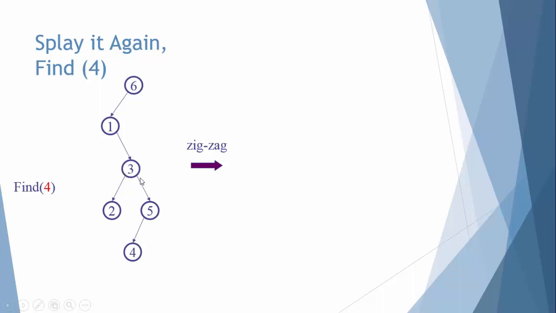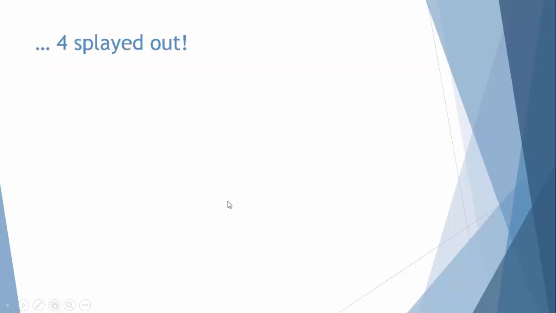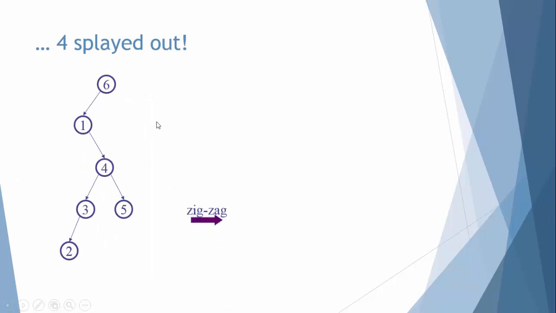So 4 will be the parent of 3 and 5, as we will see here. 4 is the parent of 3 and parent of 5 after the double rotation. Okay, now we have a pattern of zigzag, but left, right. Also we do a double rotation.